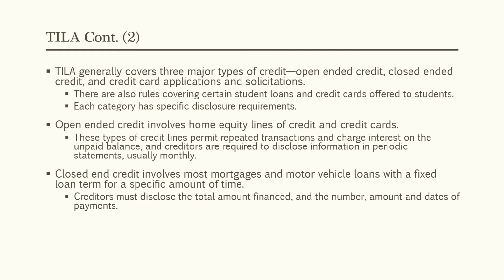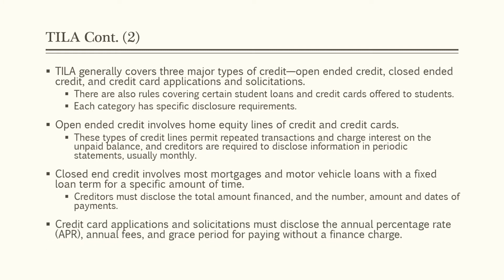Closed-end credit involves most mortgages and motor vehicle loans with fixed loan terms for a specific amount of time. Mortgages are usually 15 or 30 years, and car loans generally run from 48 to 60 months on average. Creditors must disclose the total amount financed and the number, amount, and dates of payments. Credit card applications and solicitations must disclose the annual percentage rate, the APR, annual fees, and grace period for paying without a finance charge.